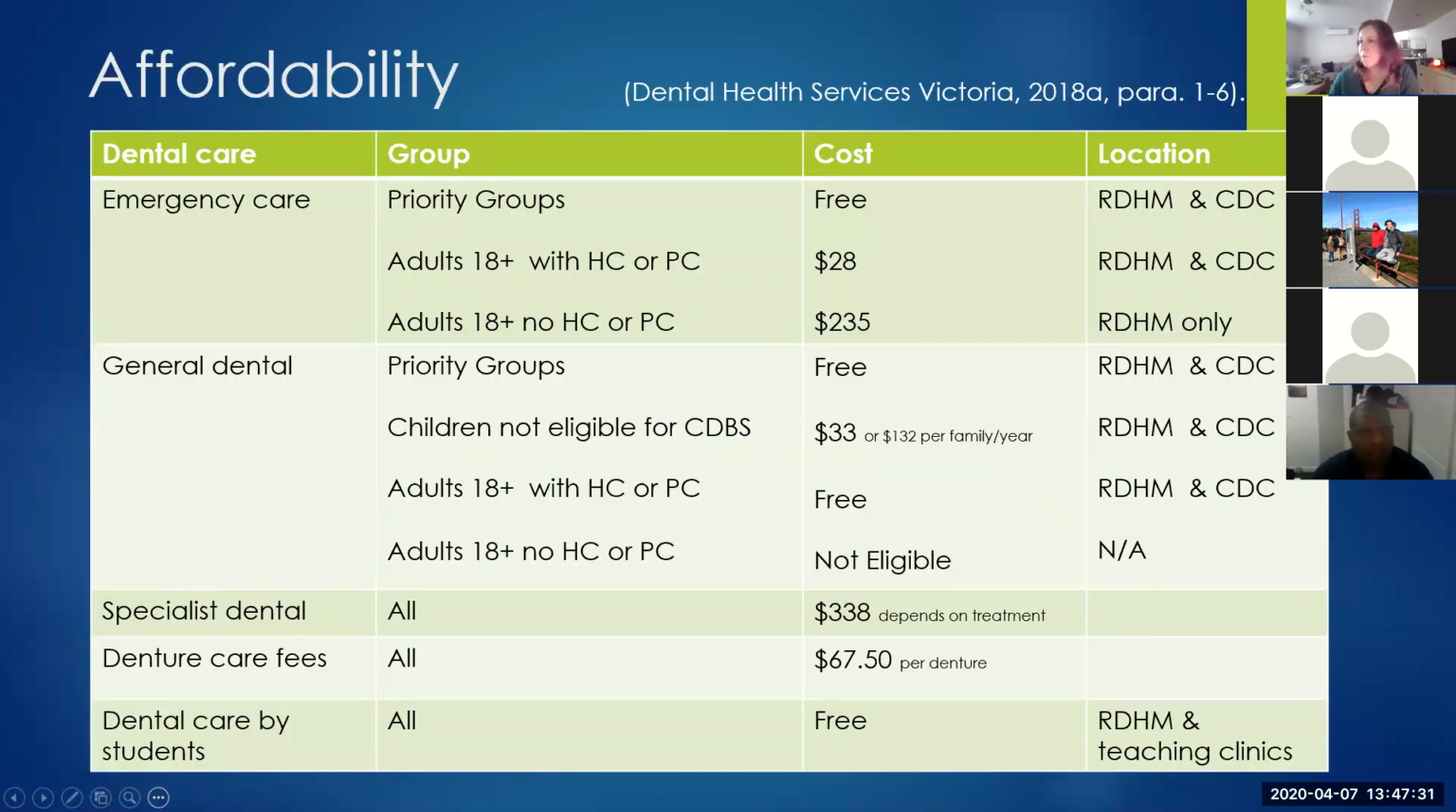So in terms of affordability, priority groups receive free emergency care as well as free general dental care. Adults with concession cards receive emergency care and general dental care at a reduced cost. Adults with no concession cards receive emergency care at about $235. And they're actually not eligible for general dental care, as you can see on that table there.